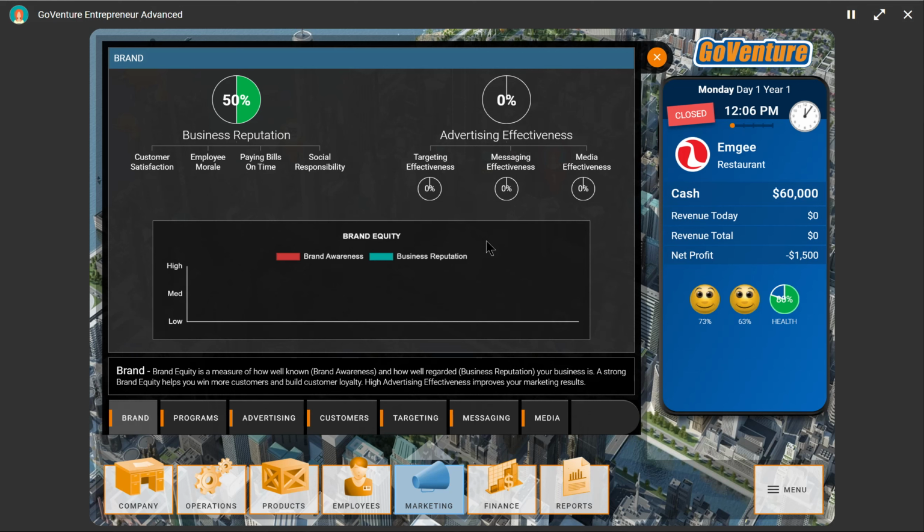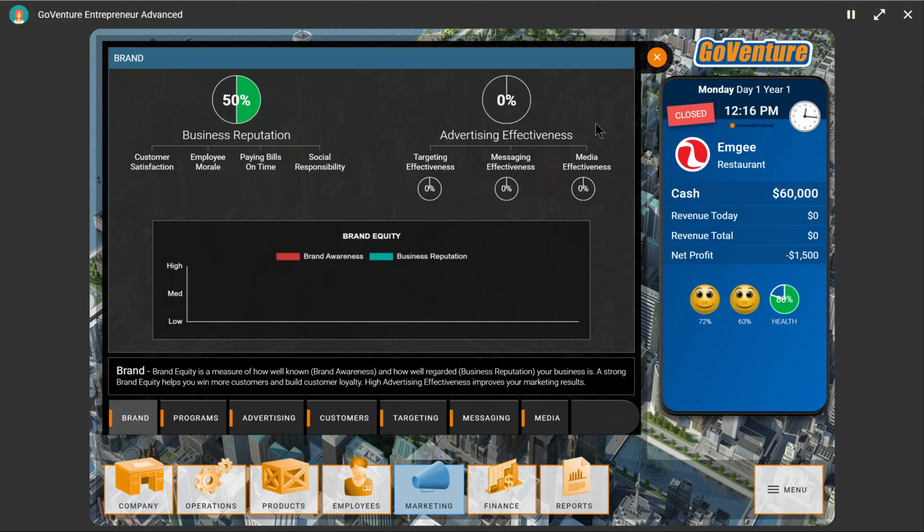However, you can only get so much awareness through word of mouth. Eventually, you'll hit a cap, and your brand awareness will not grow any further until you invest money on marketing and advertising. So once you're ready to spend money on advertising, you have to consider your advertising effectiveness, which we can see here is comprised of targeting effectiveness, messaging effectiveness, and media effectiveness. Your overall advertising effectiveness will influence how effective your investment in advertising is.